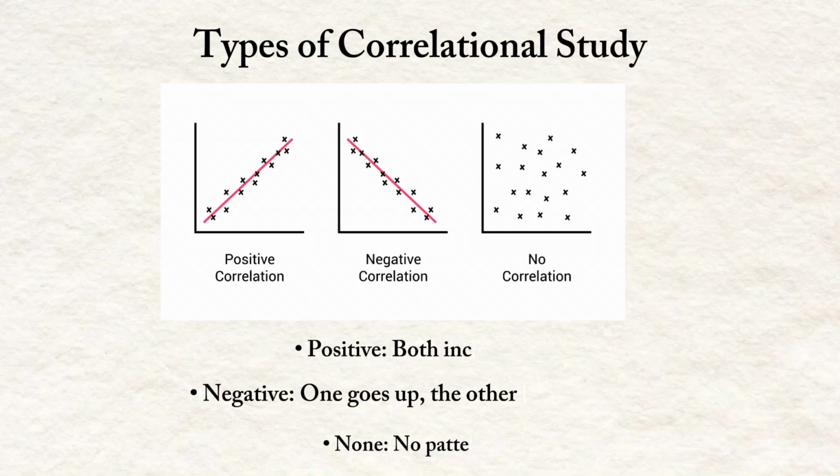There are three types of correlation. The first one, positive correlation, if both of the variables increase. Second, negative correlation, if one of the variables goes up and the other variable goes down. And no correlation if the variables have no pattern.